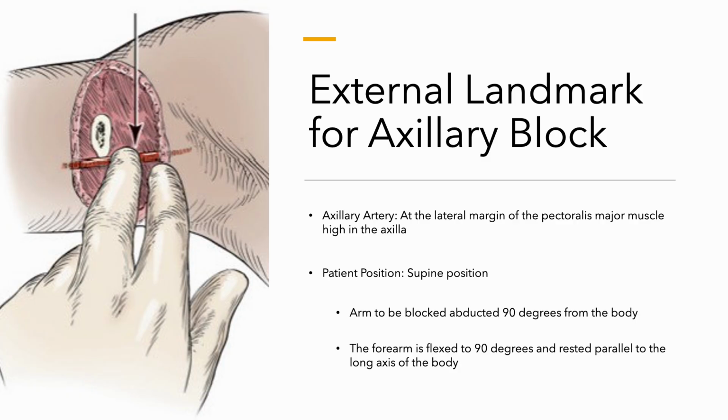Okay. There's also external landmarks that we can look at for an axillary block. So the axillary artery, obviously, at the lateral margin of the pectoralis major muscle, high up in the axilla. So you're going to have the patient in a supine position. The arm that is going to be blocked is abducted 90 degrees from the body, and the forearm is flexed to 90 degrees and rested parallel to the long axis of the body. Now, this may not be possible with all of your patients, just depending on their range of motion and their ability to move. So we have optimal positioning for this, and we try to get as close to that as possible.